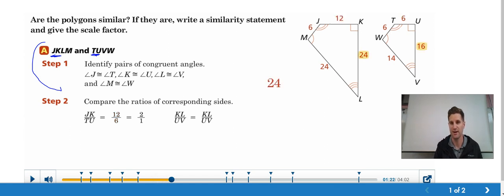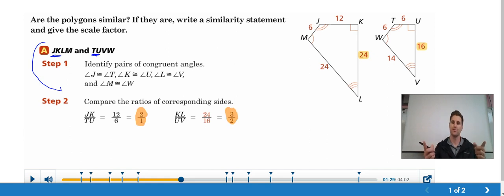So here we have KL compared to UV, and KL to UV is 24 to 16, we get 3 over 2. Now, before we do any more, we're going to do the rest, but before we do any more, notice these are already different.